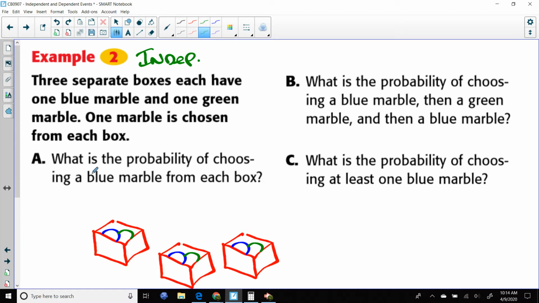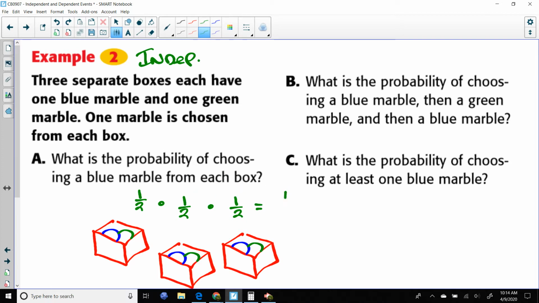So what's the probability of choosing a blue marble from each box? Well, if I pull one out of this box, I have a 1 out of 2 chance. If I pull a blue one out of this, I have a 1 out of 2 chance. If I pull a blue one out of this, I have a 1 out of 2 chance. And I want to get each of those. So I want a blue one and means multiplication, a blue one and means multiplication, a blue one, so on and so forth. And I just do that math.